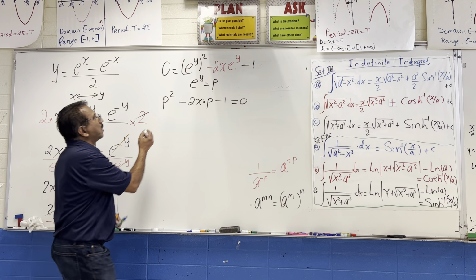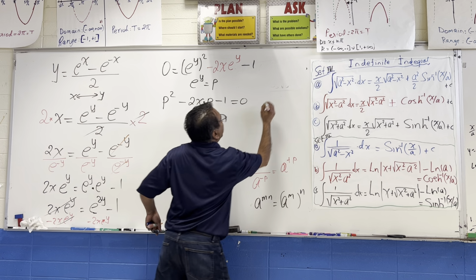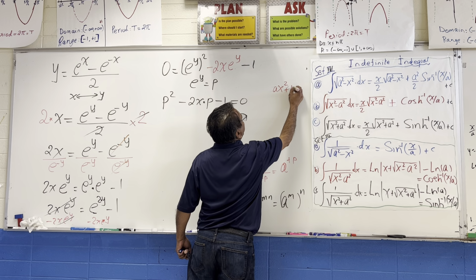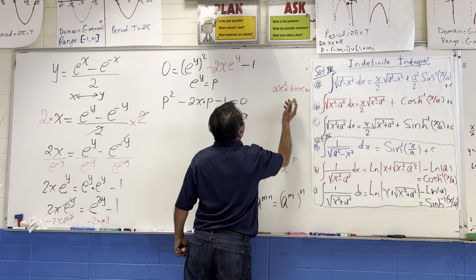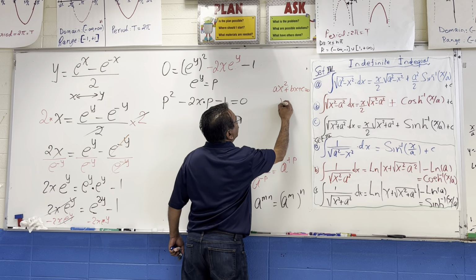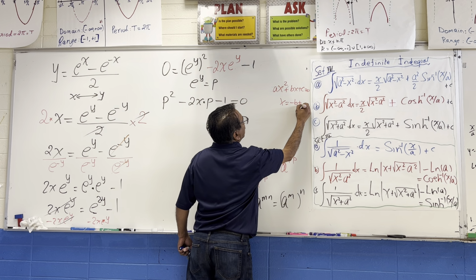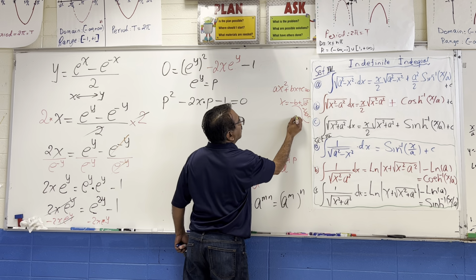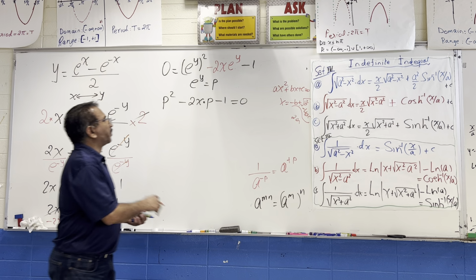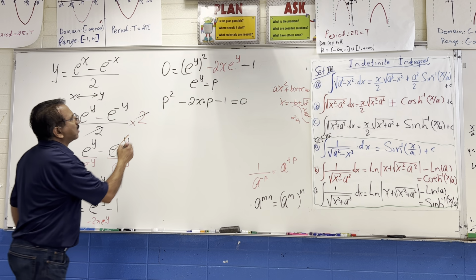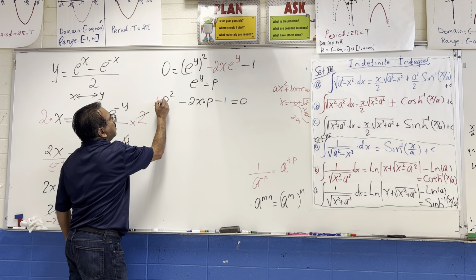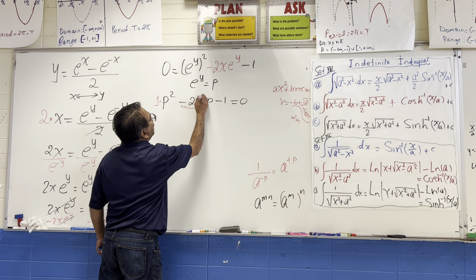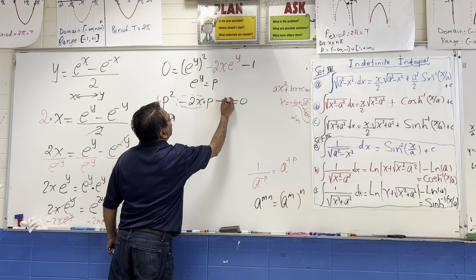And we can use the quadratic formula, that is, ax squared plus bx plus c equals 0. Use the quadratic formula: minus b plus or minus the square root of b squared minus 4ac, and all this divided by 2a. Now what are a, b, and c here? The a is 1, the b is this part, minus 2x, and the c is this one.